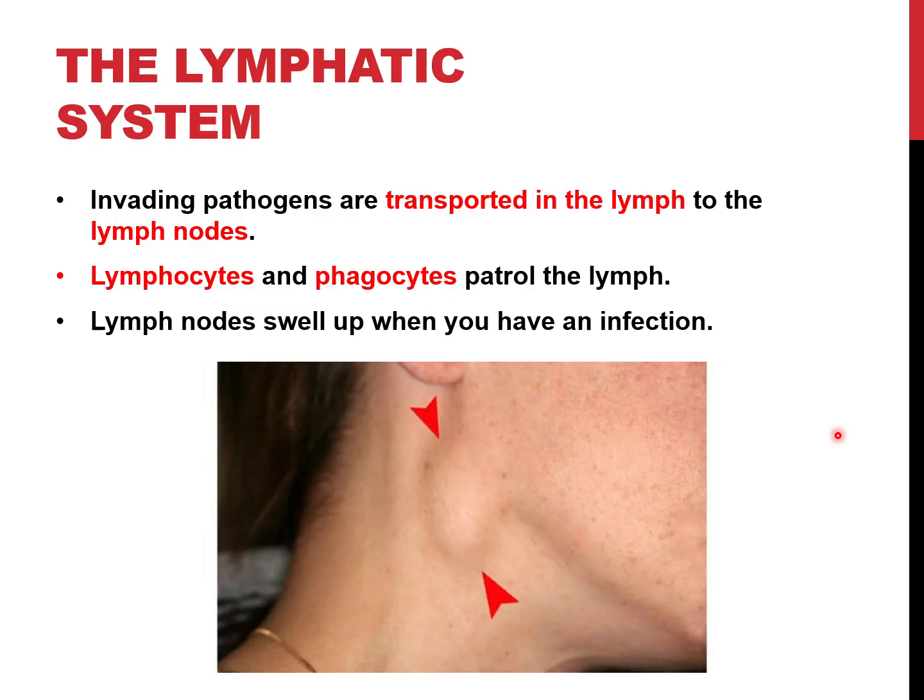Lymphocytes obviously can travel through there, and phagocytes can travel through there too. Okay, specifically the APCs we've talked about. And they will swell up when you have an infection. I like to say there's a big party happening in the lymphs because there's lots of different immune cells there, and they're swelling up. Alrighty.